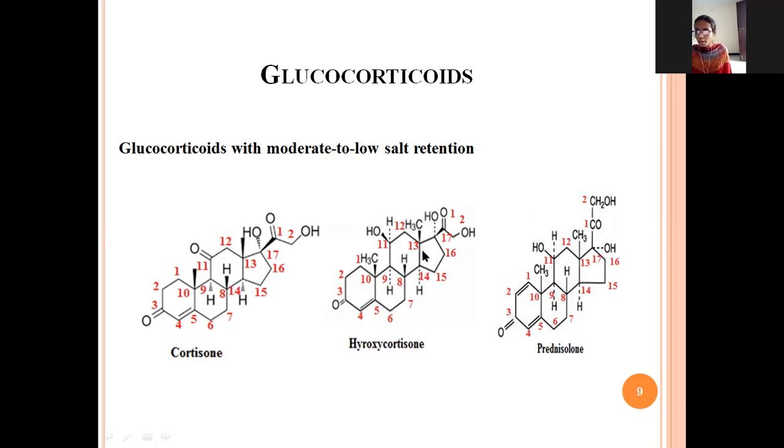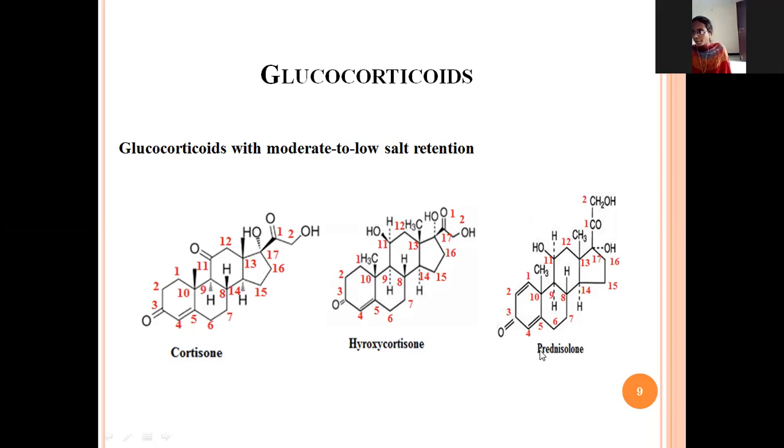This is the phenanthrene, cyclopentane. In third position oxygen. In 11th and the 17th position hydroxyl groups. In 10th and the 13th position methyl groups, and here in the 17th position 2-hydroxy acetyl is attached.